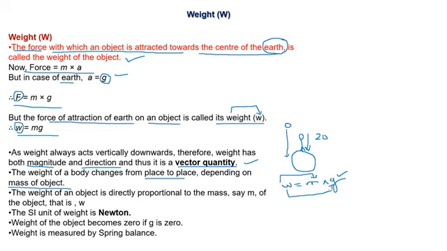Clear, children? If acceleration due to gravity increases, weight will increase. If acceleration due to gravity decreases, weight will decrease. So how are they proportional? If one quantity is increasing, the other quantity is also increasing. If the weight is increasing, then acceleration due to gravity is also increasing. That means they are directly proportional. So weight is proportional to mass and acceleration due to gravity.